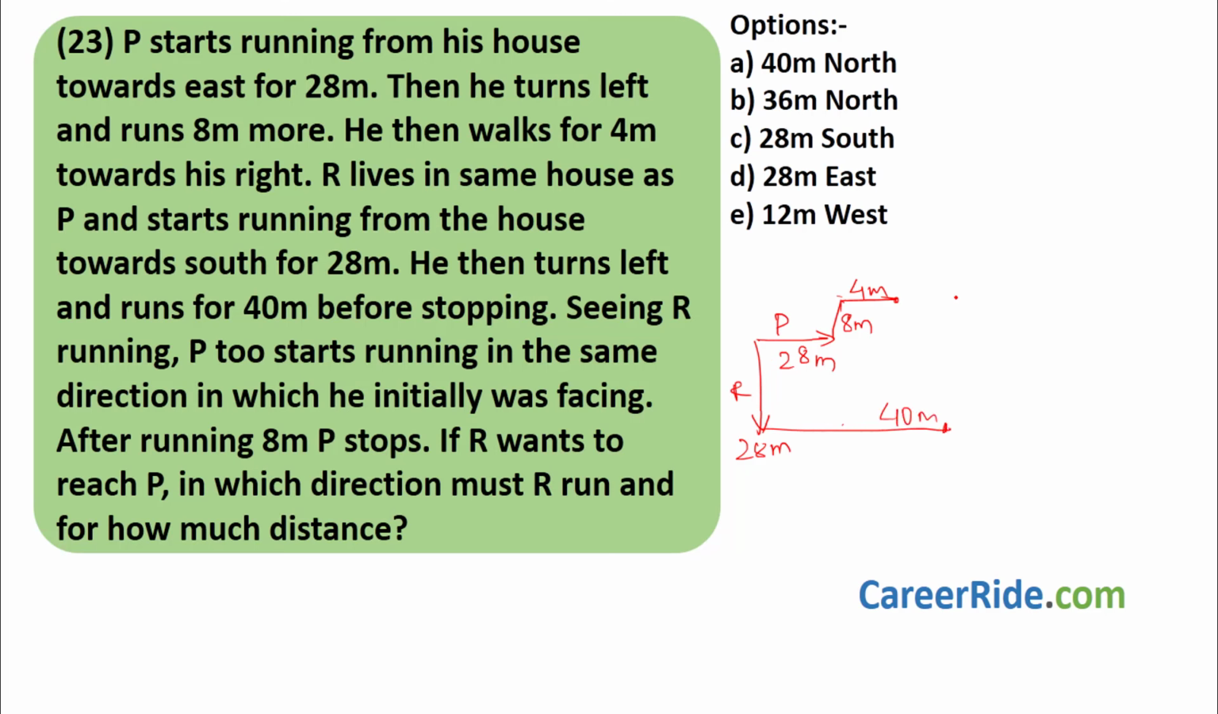Seeing R running, P, here it is P, starts running in the same direction in which he initially was facing. P was facing over here, P starts running. After running 8 meters, P stops. P runs 8 meters more and stops. If R wants to reach P, in which direction must R run and for how much distance? So R must go towards the north, correct? So where are the north options? These. So these are cancelled. Now how many meters must he go? This is 28 meters plus these 8 meters, that means 36 meters.